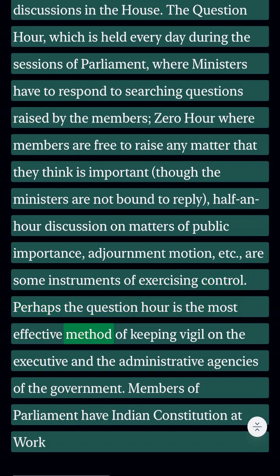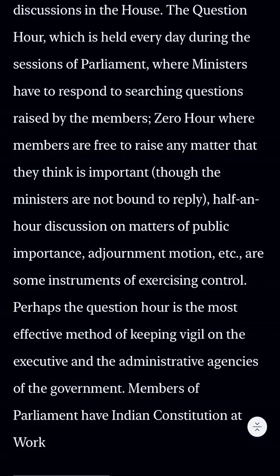Perhaps the question hour is the most effective method of keeping vigil on the executive and the administrative agencies of the government. Members of Parliament have shown great interest in question hour. It must be difficult to be a minister. This is like giving an examination almost every day.